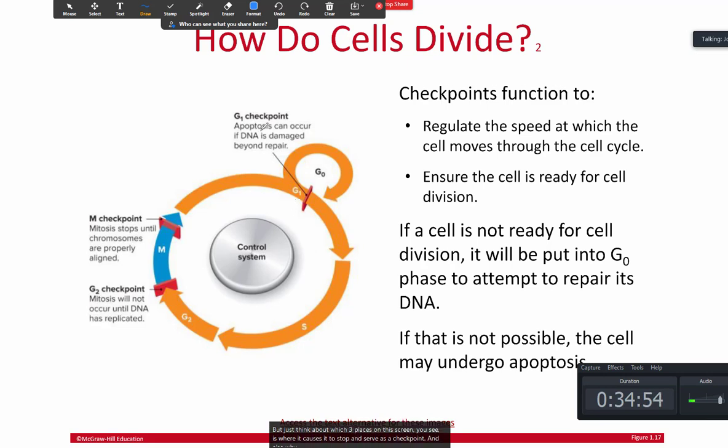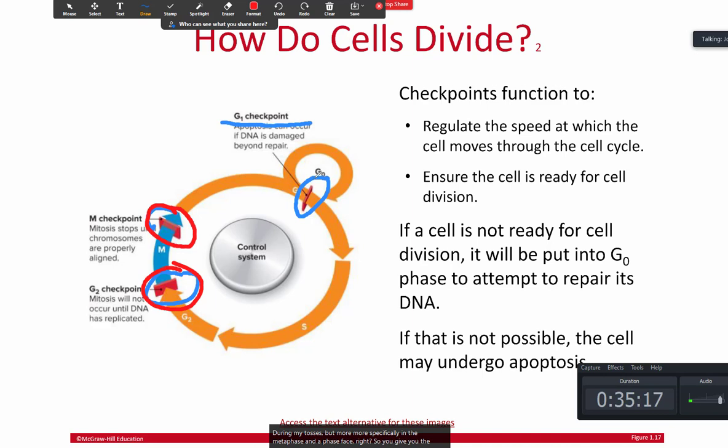All right, so the first checkpoint you can see right here is what they call the G1 checkpoint. This is right about halfway into G1. And then the second checkpoint is at the end of G2. And then the last checkpoint is going to be during mitosis, but more specifically in the metaphase, anaphase phase, right? So you guys can see that there are 3 of these red blocks here. And those are the stop signs. Those are the opportunity for the cells to completely reset itself or to destroy itself if there were to be an error.